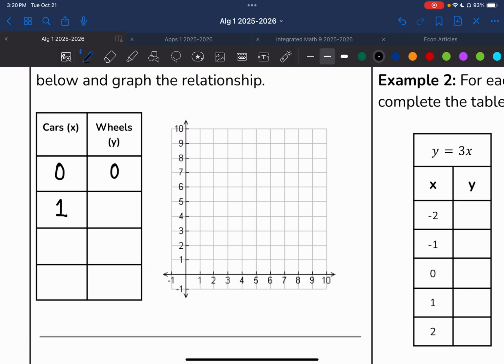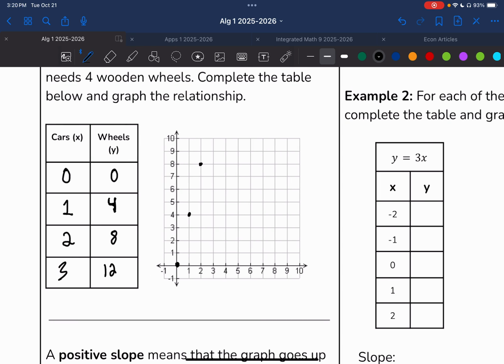If he makes 1 car, well, each car has 4 wheels, so he needs 4 wheels. If he makes 2 cars, then he needs 8 wheels, because each of the 2 cars needs 4 wheels. And then 3 would be 12. Hopefully that's pretty straightforward, that 3 cars, each with 4 wheels, 12 wheels total. Then we can graph those points like this, and we see that we get a line, right?